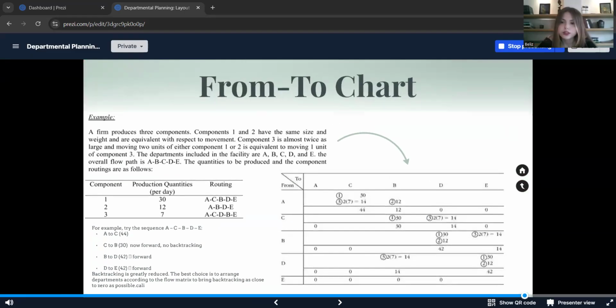Here is a from-to chart example. A company makes 3 components with different routings. Component 3 is twice as large, so we adjust flow units. The initial layout sequences A, B, C, D, E, but by rearranging to A, C, B, D, and E, we reduce backtracking. The from-to chart shows flow intensities between each pair. Our goal is to minimize total travel distance and backtracking as well.